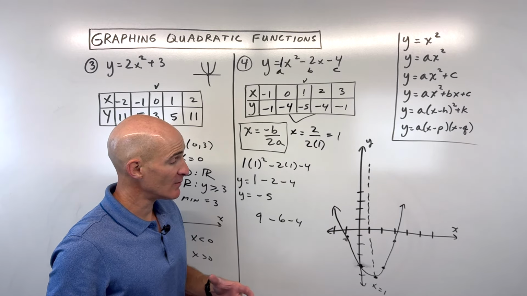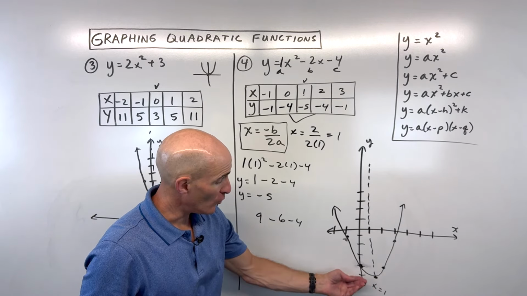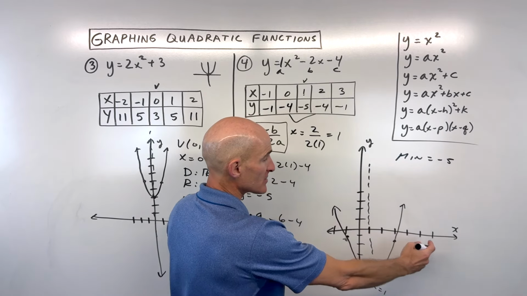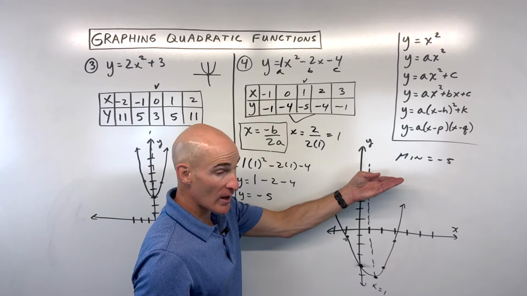Okay, so what do you think on this one? Does it have a maximum or a minimum? Minimum, see it has a low point. What is the minimum? Negative 5. So let's write that down. Minimum equals negative 5. Domain, all real numbers. Range, y is greater than or equal to negative 5. Let's see what else. Axis of symmetry we said is x equals 1. Increasing and decreasing. So it's decreasing, meaning going down when x is less than 1. Increasing when x is greater than 1.